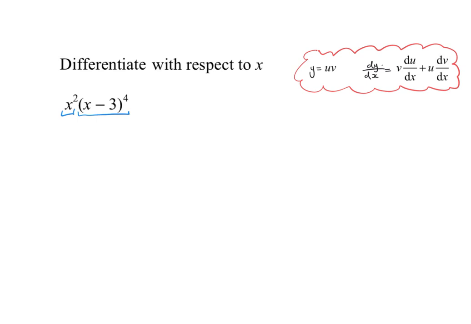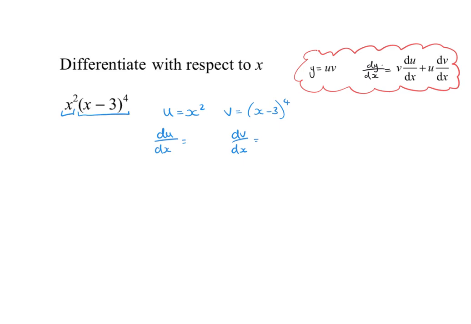The first thing we're going to do is label each function. One of them is going to be u and one of them is going to be v. Now it doesn't matter which way round these go, you can just choose one of them to be u and one of them to be v. Now to be able to use our product rule, which you can see in the top right hand corner, we need to find du by dx and dv by dx.